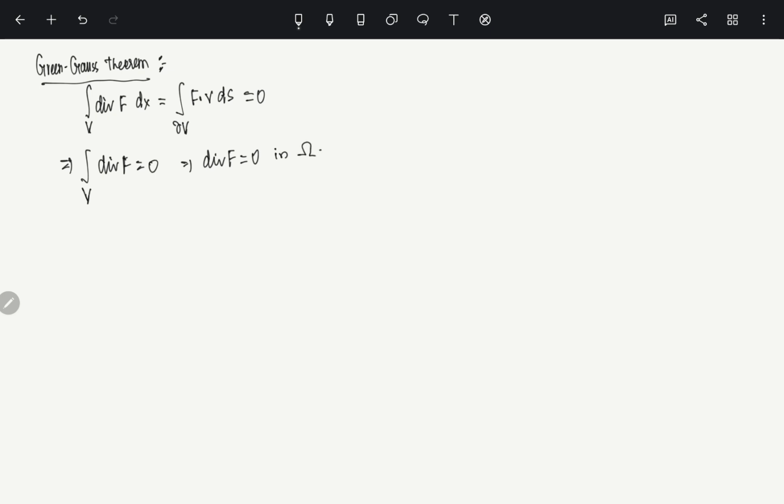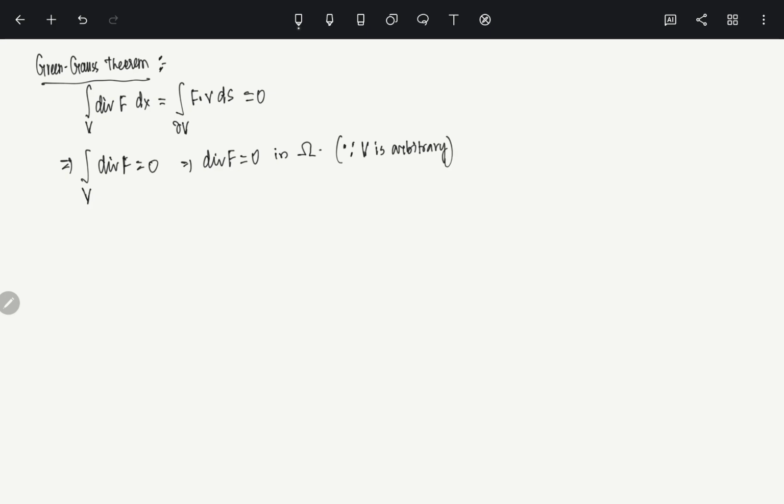Because otherwise, if it is not 0 in omega, it has to be positive or negative, and then you can find a neighborhood where it is going to be a contradiction. So basically, you can say that in the whole domain omega, the divergence is going to be 0. And why is this true? Because v is any smooth domain, so v is arbitrary.